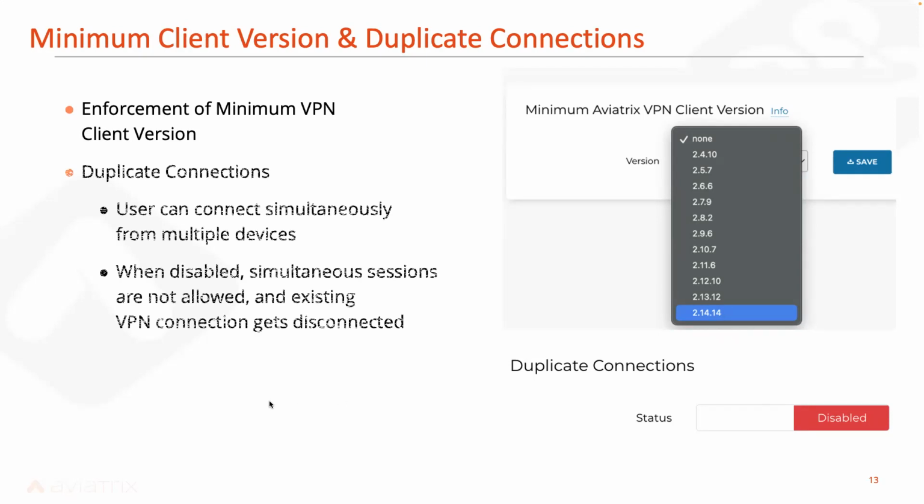We also have the capability of allowing or disabling duplicate connections. The idea is, if you have a user that has an iPad and a Windows machine, do you want them to be able to connect from more than one endpoint or more than one device at a time? This is what duplicate connections is all about. Once enabled, the user can connect from the iPad and the Windows machine. If disabled, the user can only connect from one of these devices.